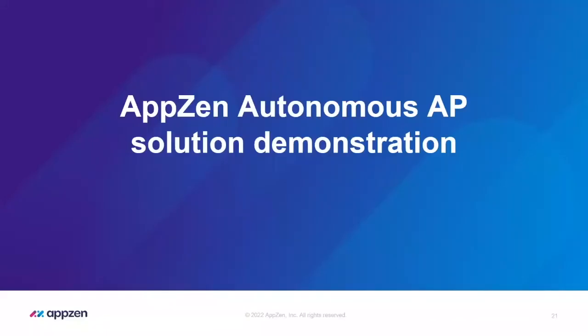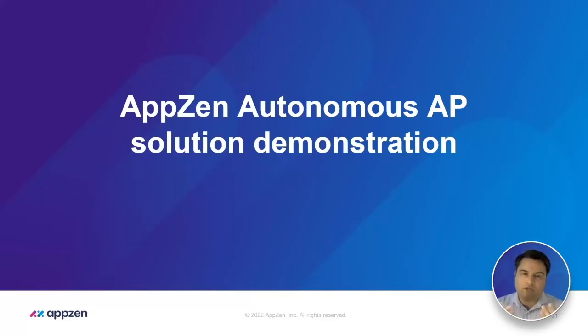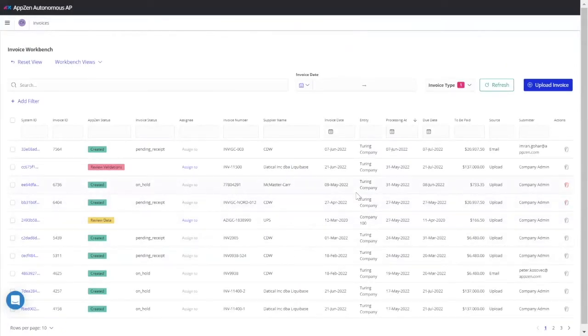So let's go into the AppSend Autonomous AP solution, and let me show you some of this stuff in real time so that you can get a feel of how the technology has evolved and what's out there that could actually help you address a lot of these bottlenecks that we see within the AP process. Okay, so I'm logged into the AppSend Autonomous AP solution.